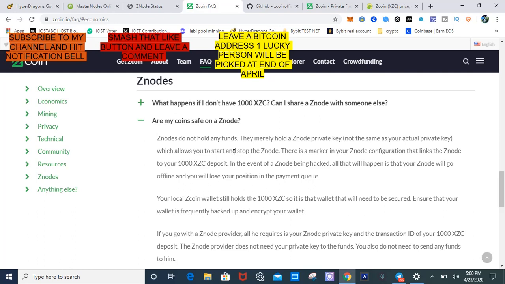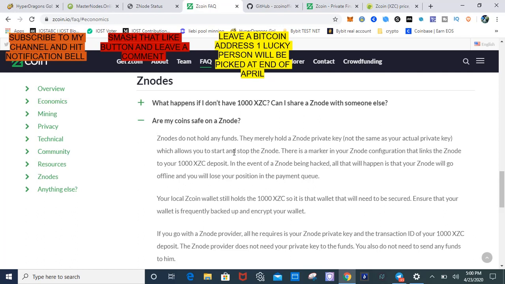So long as you back up your own personal Zcoin wallet, which is where you're going to hold your Zcoins, and you back up your private key and don't give anybody your private key, you're pretty secure. Now, if your Znode is hacked, the only thing that will happen is that your Znode will go offline until you're able to fix the problem, and then you will basically lose your position in the payment queue. Once your Znode is back online, you'll be back in line to receive rewards.